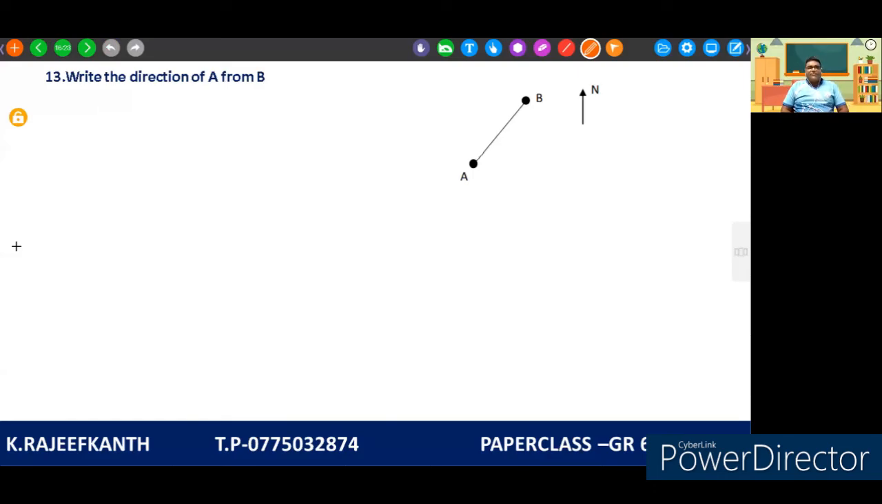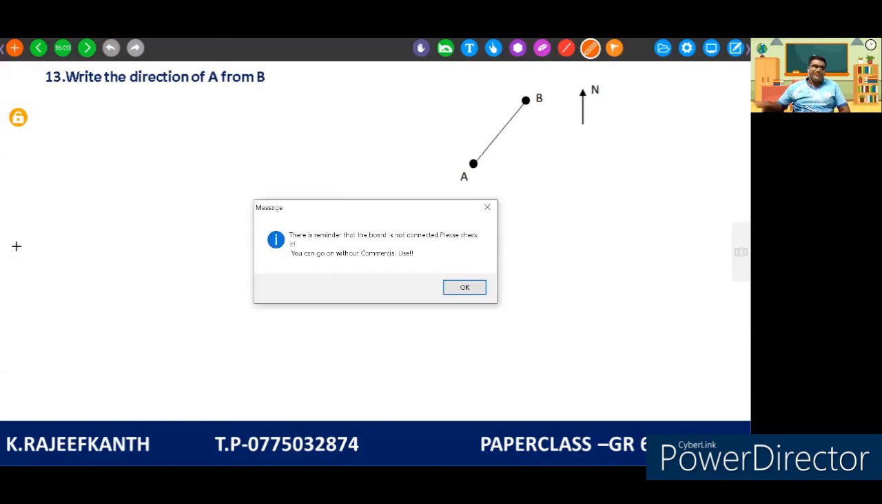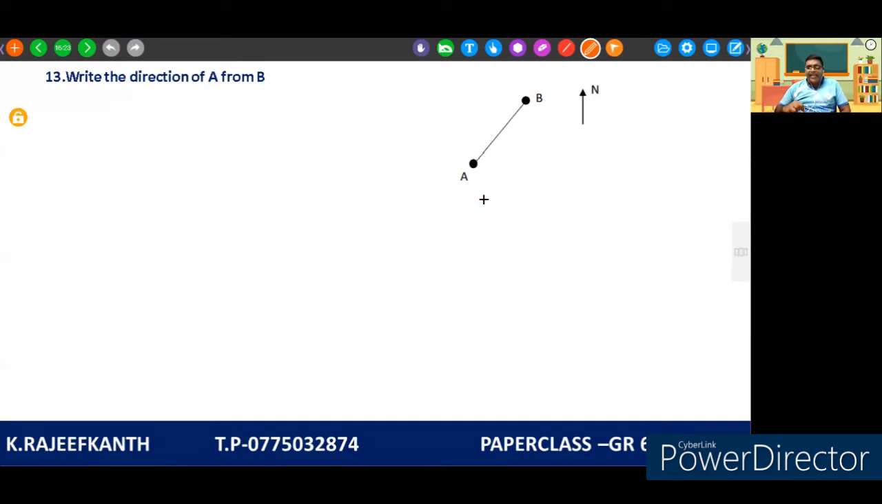Write the direction of A from B. Now you have to find the direction of A from B, not from A to B. Here they have shown north, and they have marked the points A and B. So you have to find the direction of A from B.